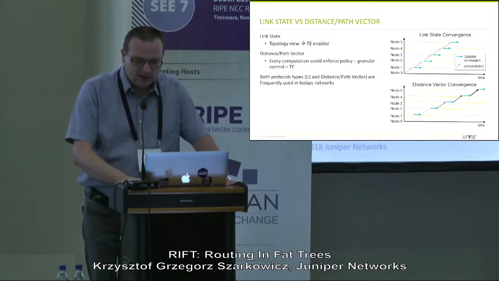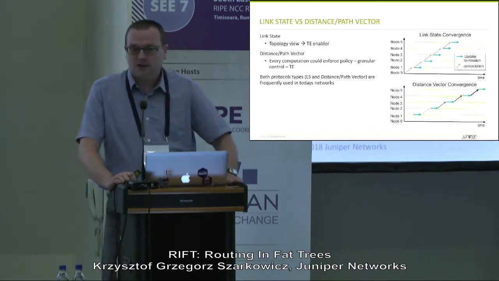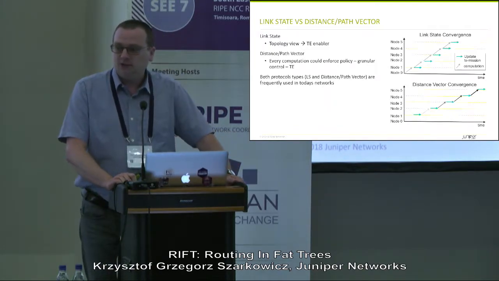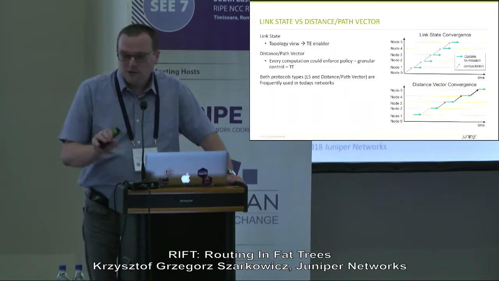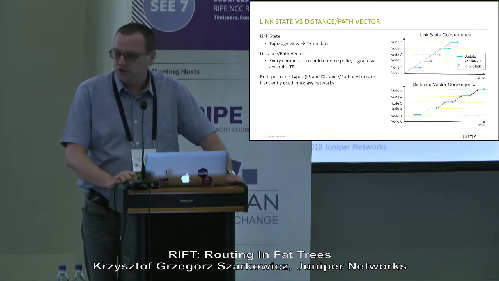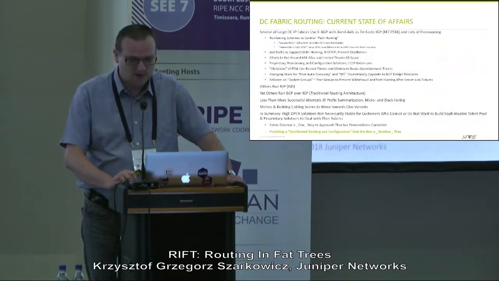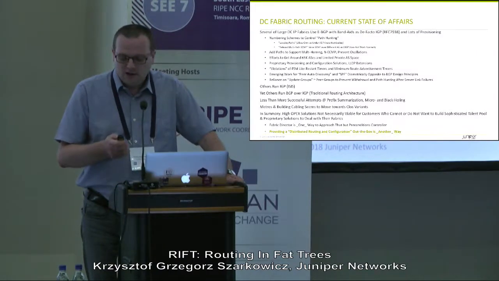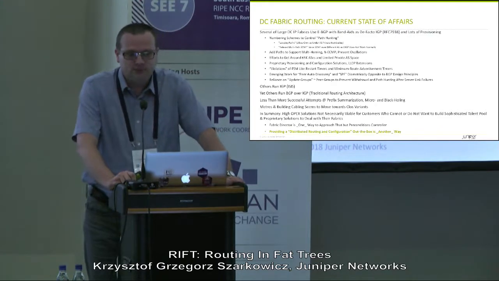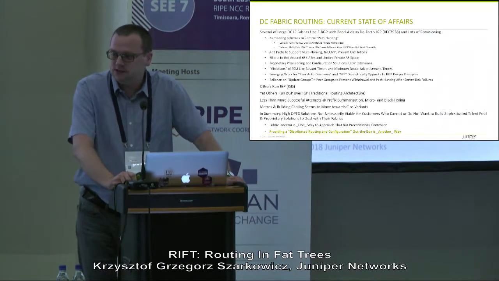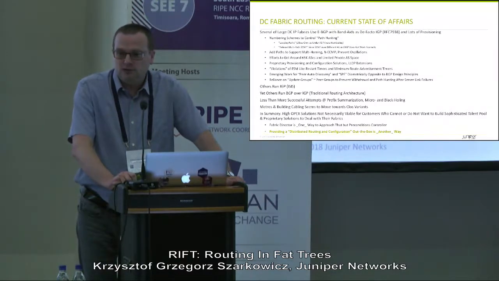Why am I discussing that? Because each of these protocols has some advantages that we can use in the DC fabric and has some disadvantages. So the new protocol will take the best from the existing protocols and put this in the new protocol. Right, what is the current state in DC routing? Well, we have two approaches, basically. One is based on BGP, so we try to make some enhancements to BGP to adjust better to the DC environment.